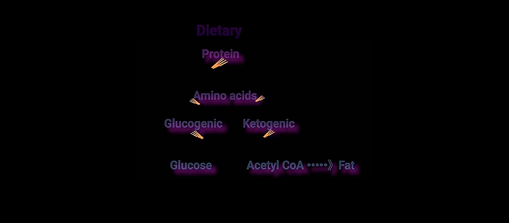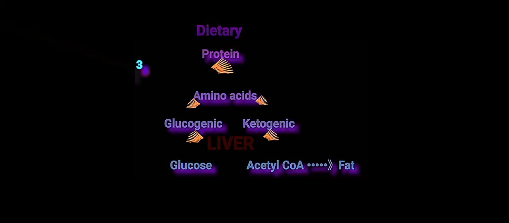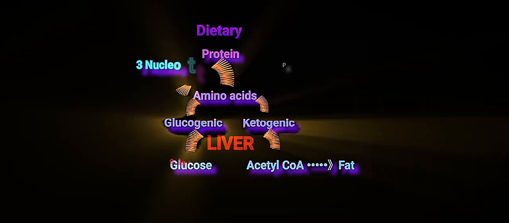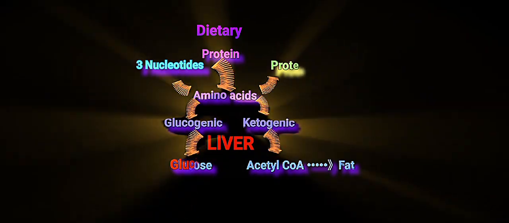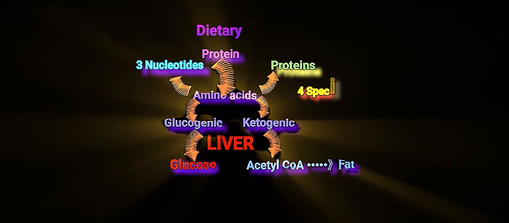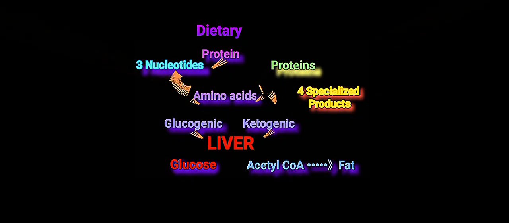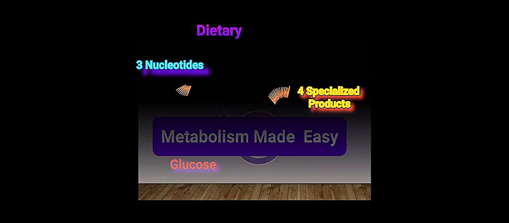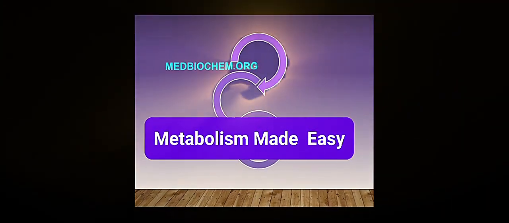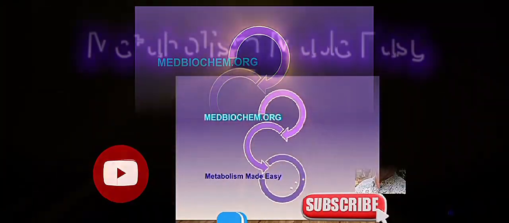The third important use of amino acids is in the synthesis of purines and pyrimidines needed for nucleotide synthesis. The fourth important use of amino acids is in specialized products like heme, catecholamines, and porphyrins.